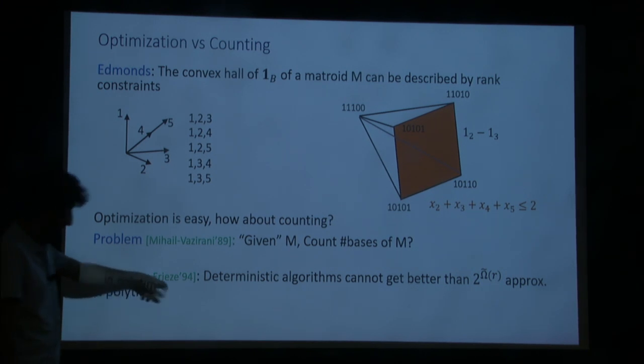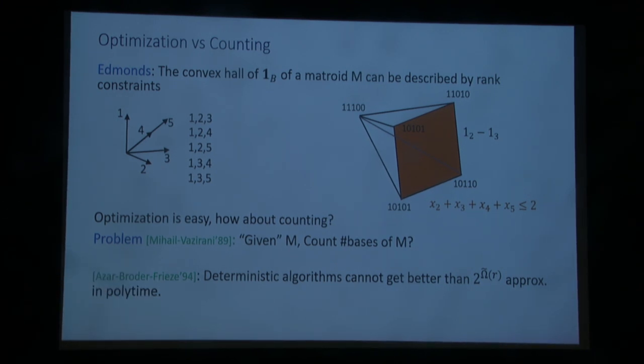There is this very nice work of Azar, Broder, and Frieze, which actually says that if you want to count deterministically, you have to suffer a lot. You cannot do better than 2 to the omega of r, the rank of the matroid. So you cannot do better than some exponential in the rank of the matroid. That's a factor of approximation, right? It's a multiplicative factor, yes.